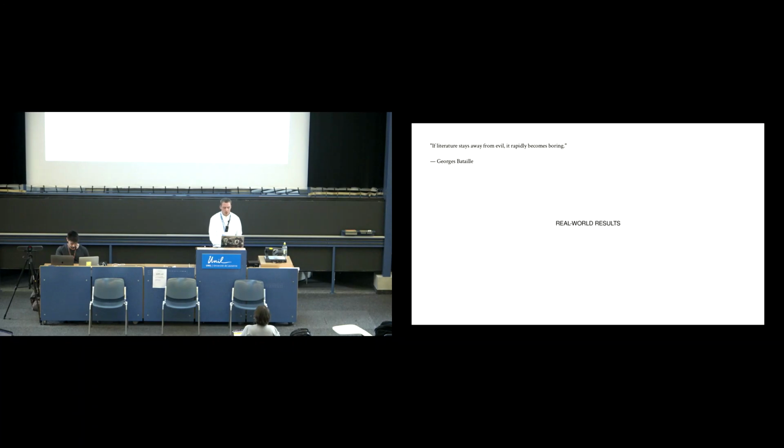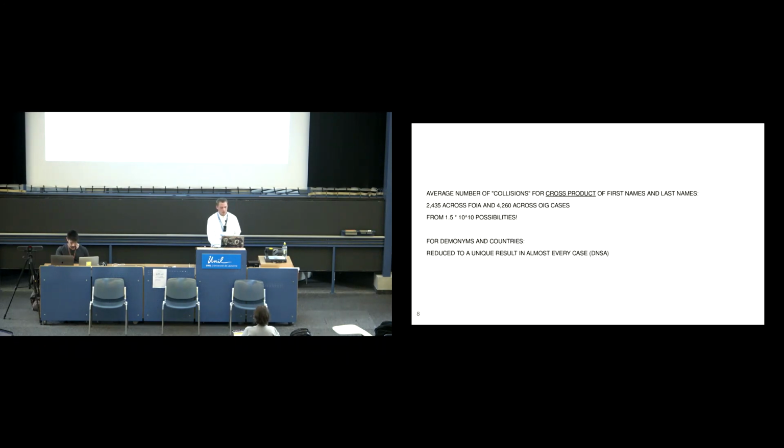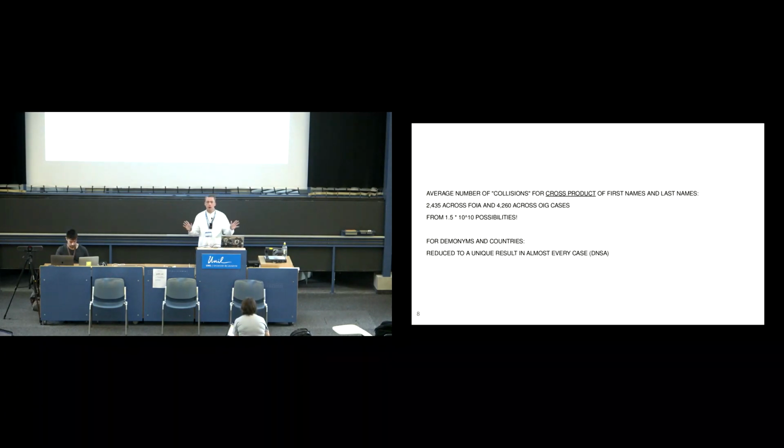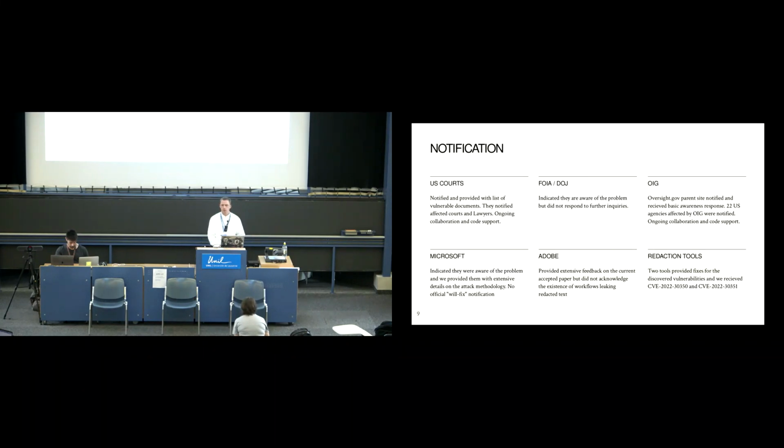So just to quickly wrap this up, we then looked at real documents. We looked at a complete cross product of first names and last names. This is like 1.5 times 10 to the 10 possibilities. And on average, you're able to reduce the number of matches to 2,000. So that's 2,000 potentialities for the redacted content, considering almost no prior information, just that you know that it is some first name, last name combination. And of course, for Congress people, for countries, et cetera, you can just immediately break it.